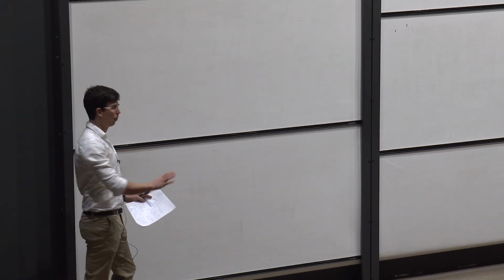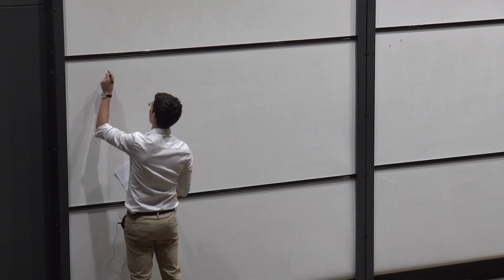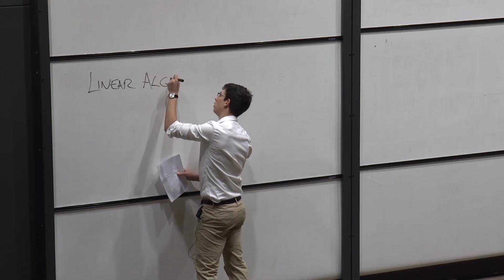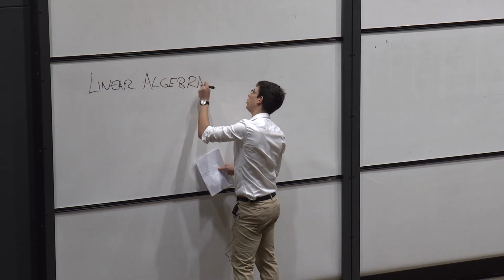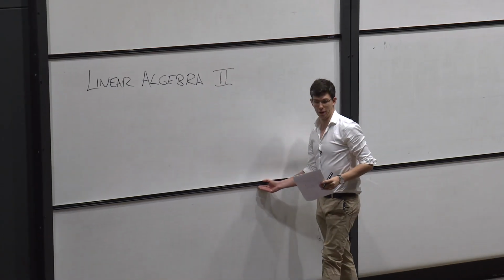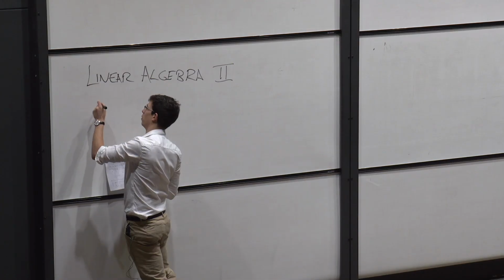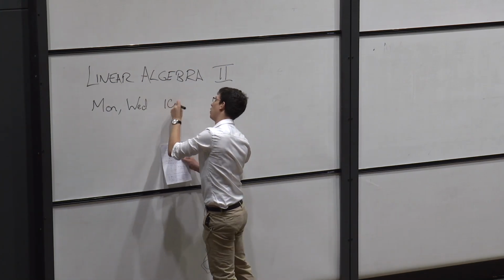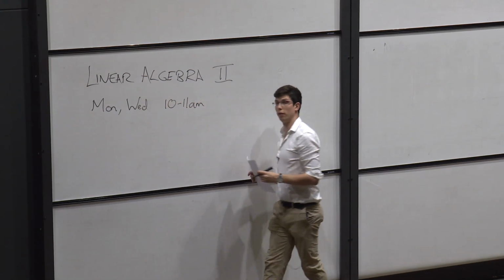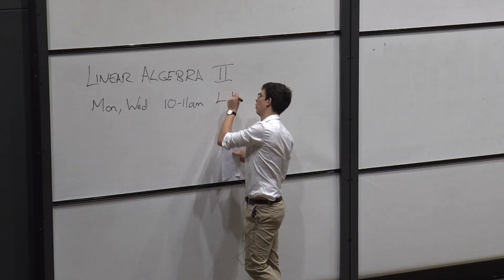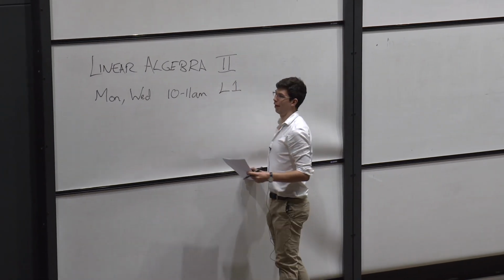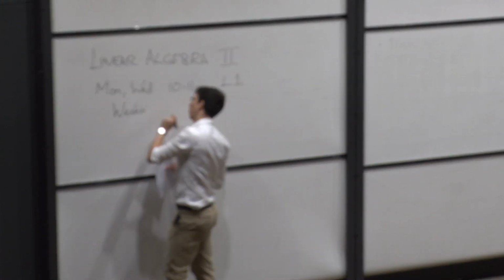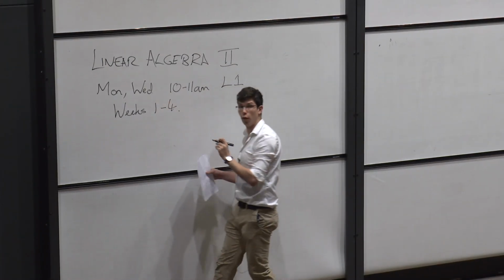So I'll start off just with a few practical bits of information. So this is Linear Algebra 2, which is building on from Linear Algebra 1 that you saw last term. So we're meeting Mondays and Wednesdays from 10 to 11 a.m. and that's always in this room L1. So since you're all here, you've probably understood the timetable okay. And one thing to note is that this is just a short course. So we're only having lectures between weeks 1 and 4.